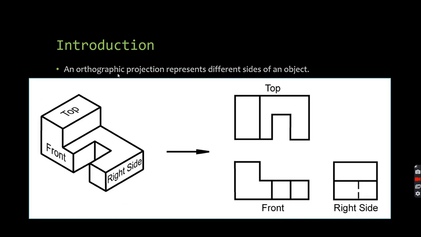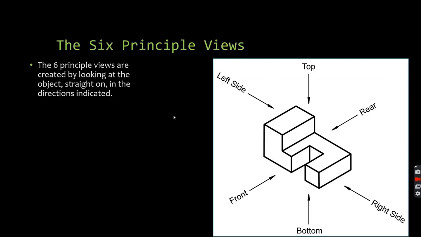An orthographic projection represents different sides of an object. For example, here is the front side, the top, and the right side, and here's where the projections would be in an orthographic projection. There are 6 principal views that can be created looking at an object straight on at the direction shown over here. Here is the front, the bottom, the right, the rear, the top, and the left side.